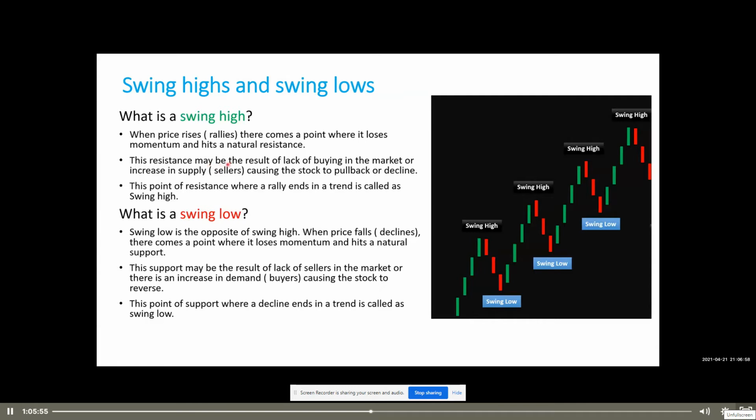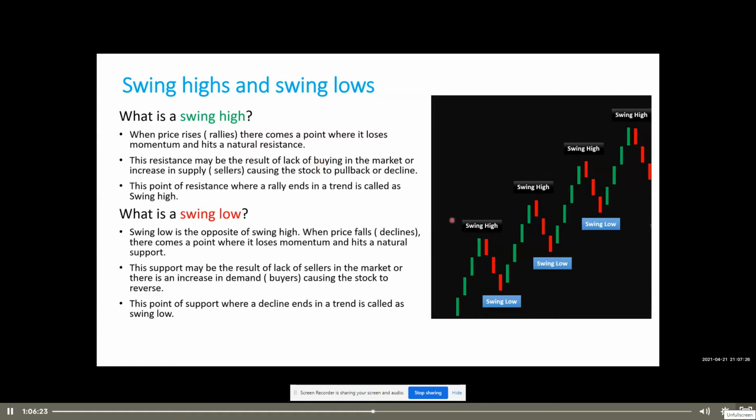The resistance can be formed in two ways. There can be a result of lack of buying in the market. So whoever these guys were, right? Someone out there was buying. That's why the stock was going up, when demand is greater than supply, right? Stock goes up. When there is so much demand, the buyers are in control, they push stock prices up, right? At some point, whoever wanted to buy, they are no longer buying. So the buying slows down, right? So that is one point.